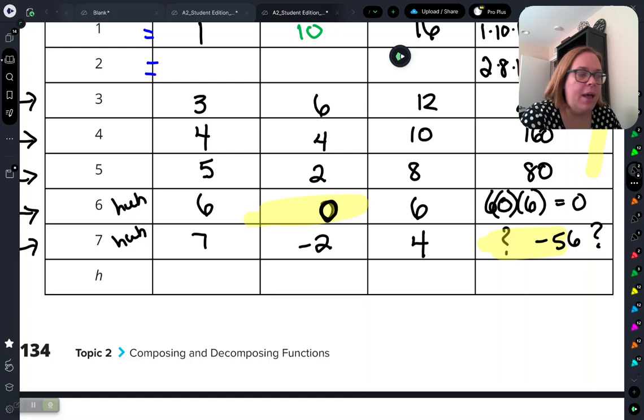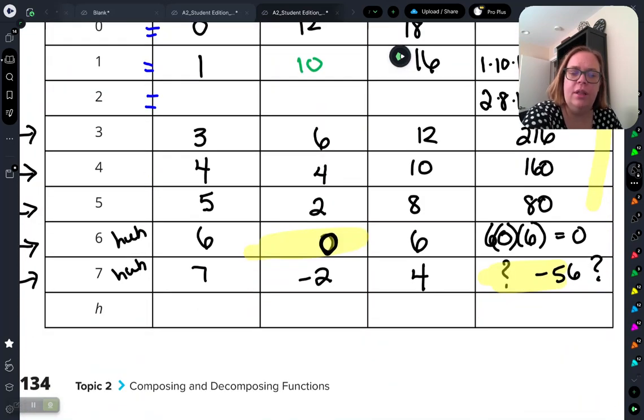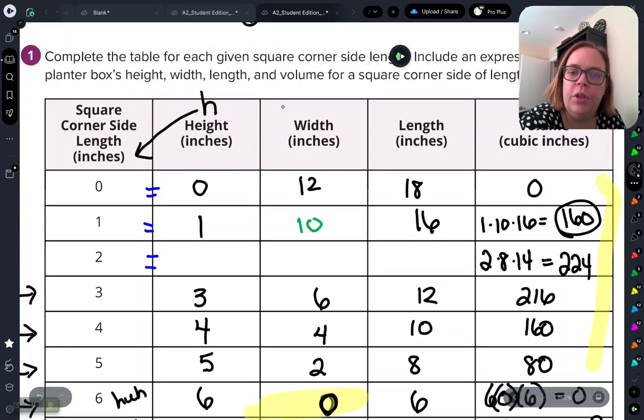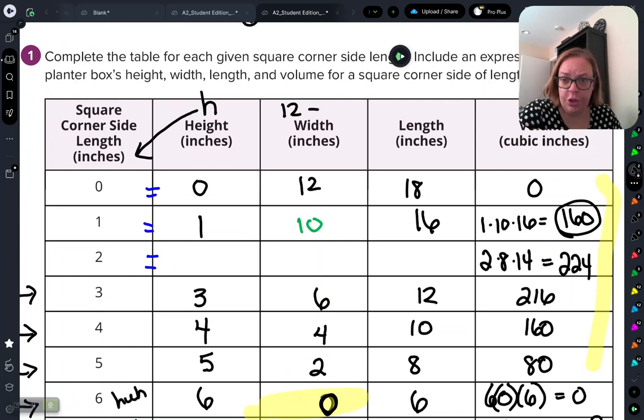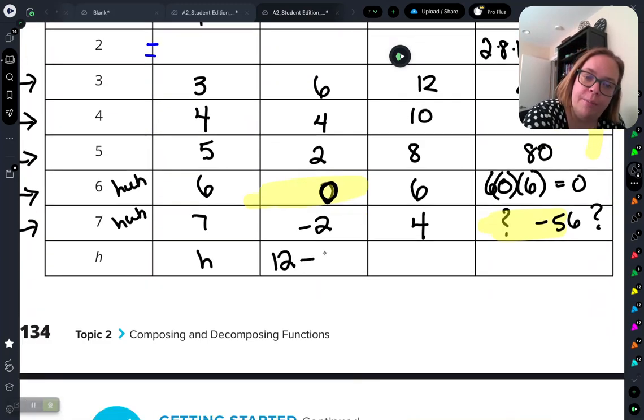Okay, let's think about H now. This is an important row. We kind of saw that the height and the square side length are the same. So this is just H. Here, what we were doing is we were taking 12 and subtracting each corner. Well, there were 2 H's. So we were doing 12 minus 2 times H.